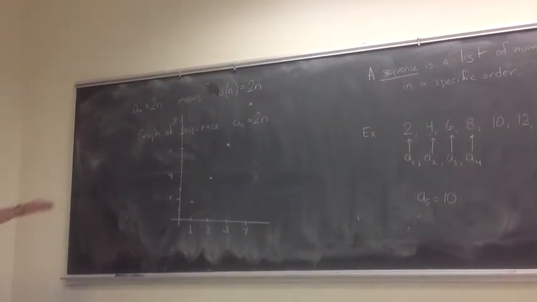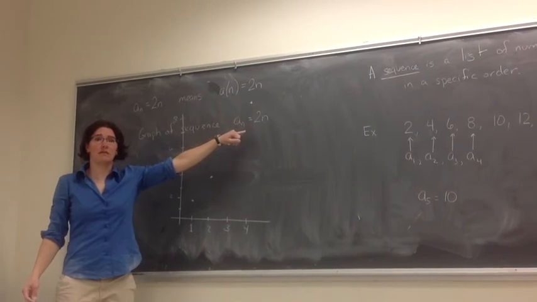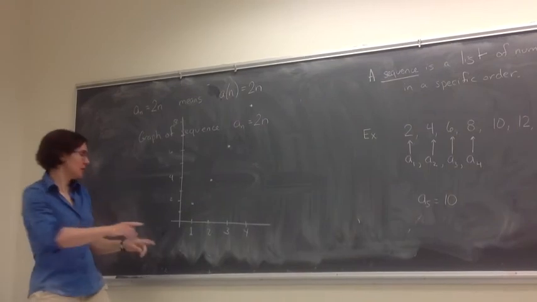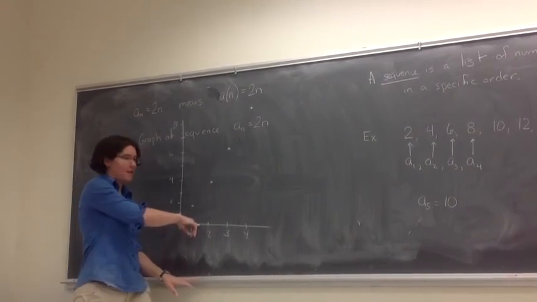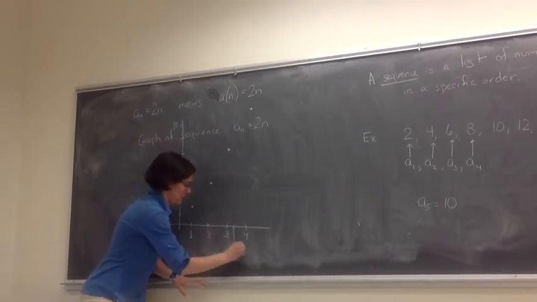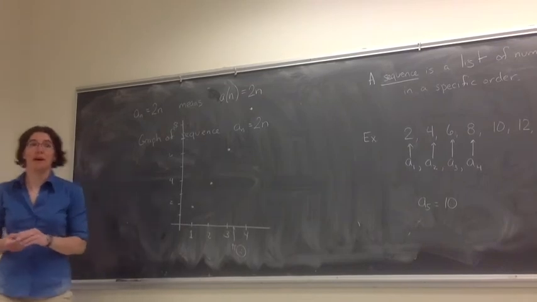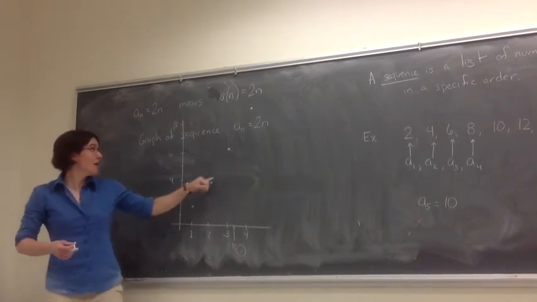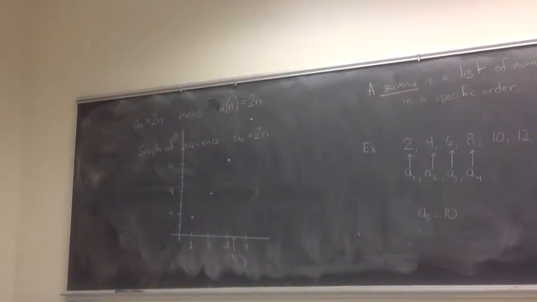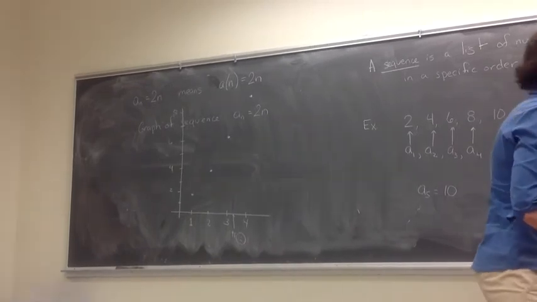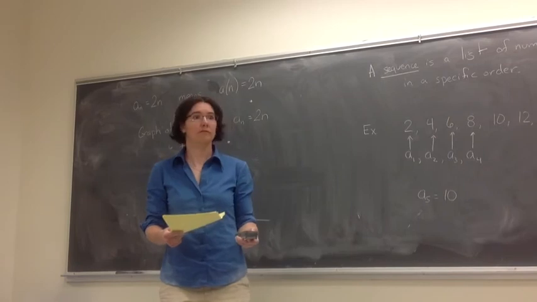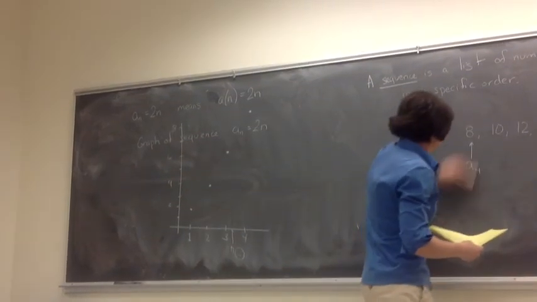And so this graph of the sequence An equals 2n is a sequence of dots. Okay, and I am not going to connect the dots because there is no meaning to plugging in 1.5. There is no meaning to plugging in pi. I cannot plug in pi, I cannot plug in 1.5. I can only plug in whole number values. So my graph is just a bunch of dots. Right, any questions about what a sequence is? Okay, let's look at a second example then.